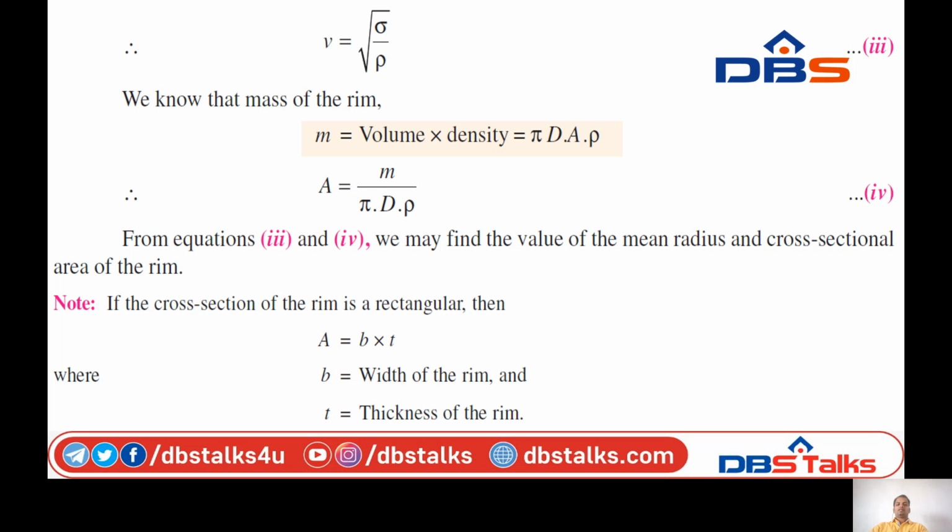If the cross sectional area of the rim is rectangular, then area is equal to breadth into length. Actually, the flywheel size or shape may be circular or rectangular, depending on the application. So if the cross section of the rim is rectangle, then the area is b into t, the width and thickness. That is the area we need to calculate.